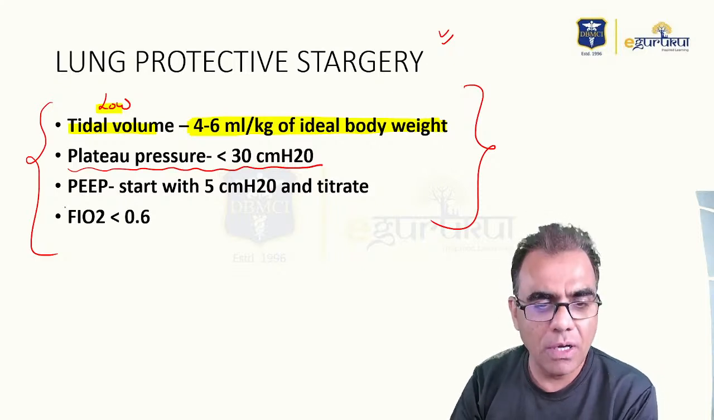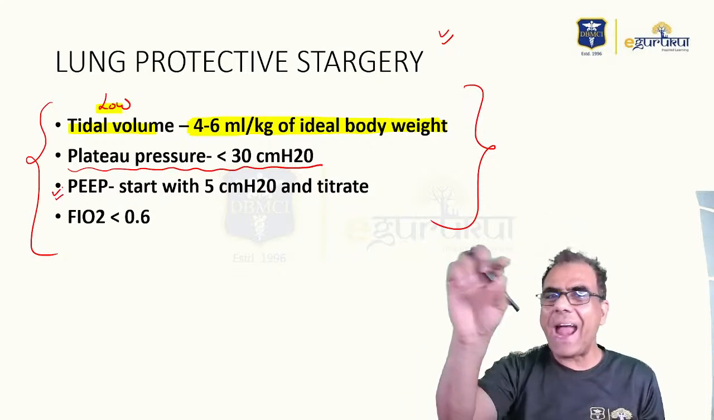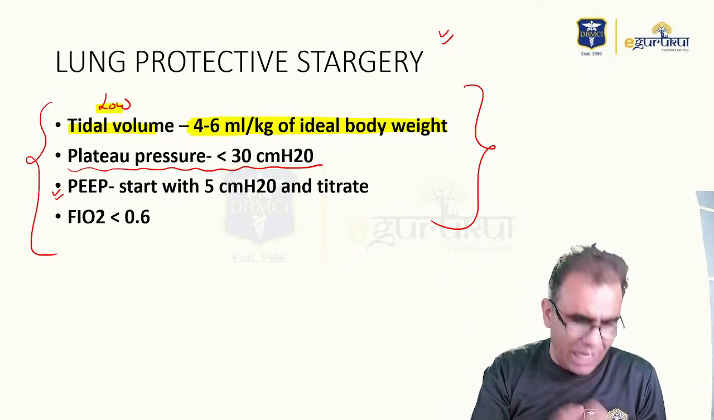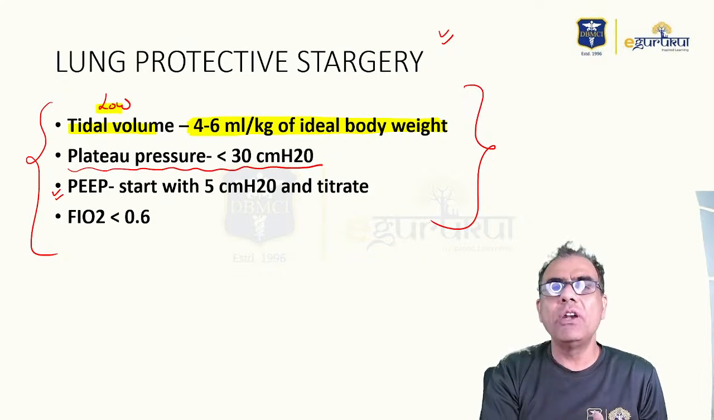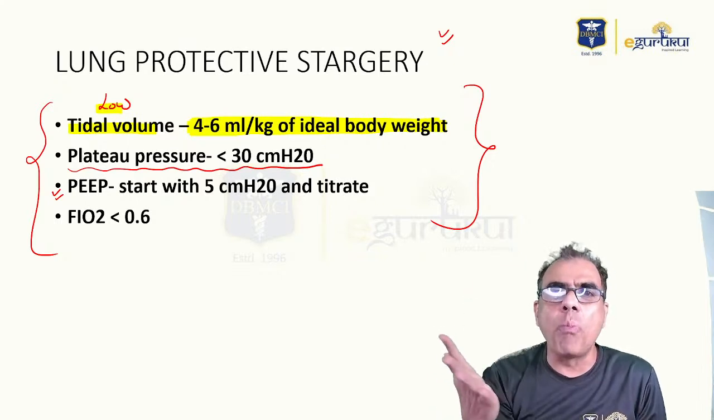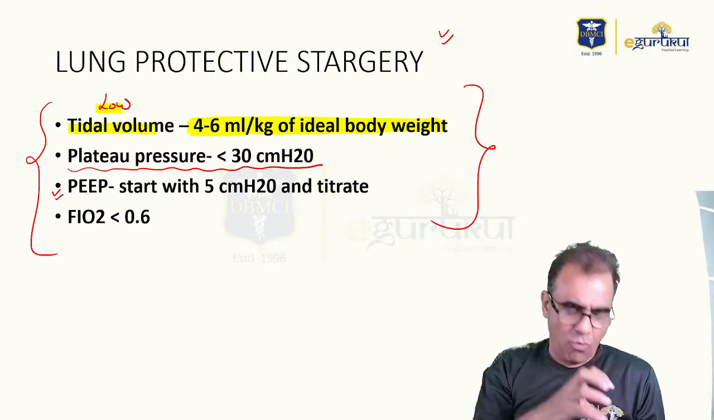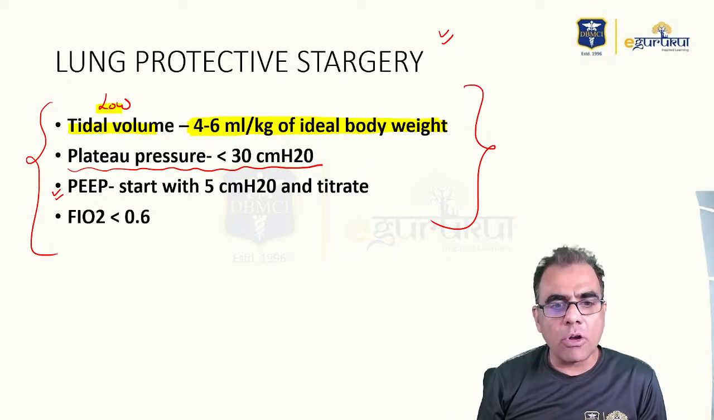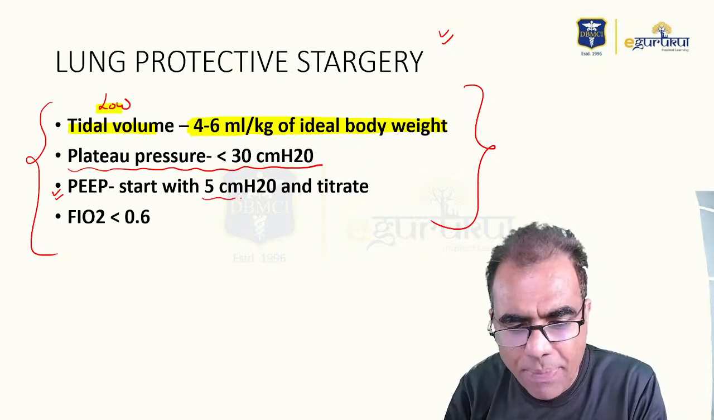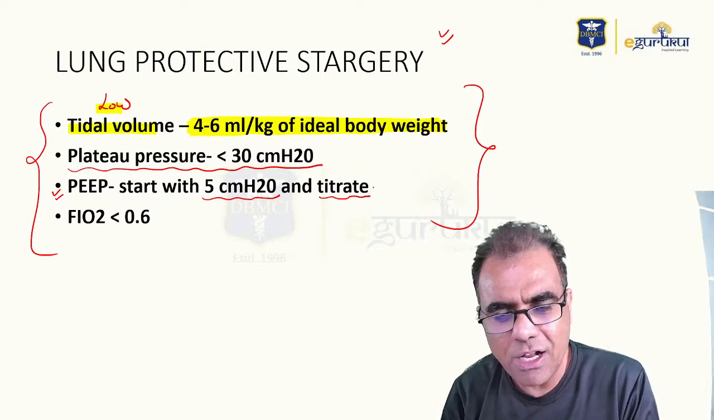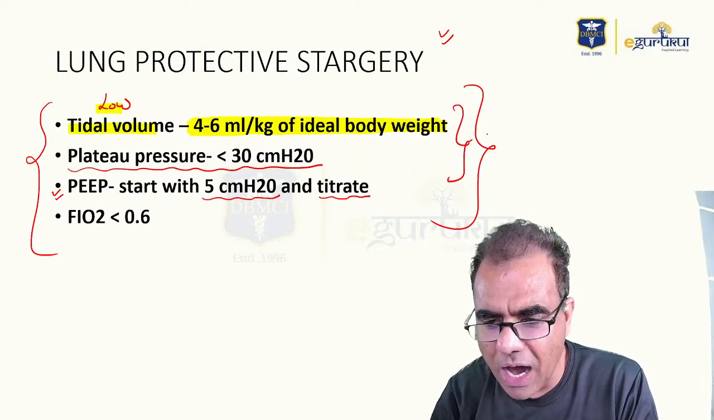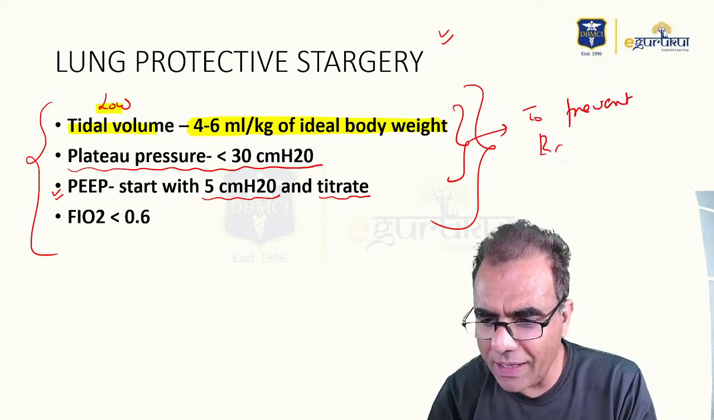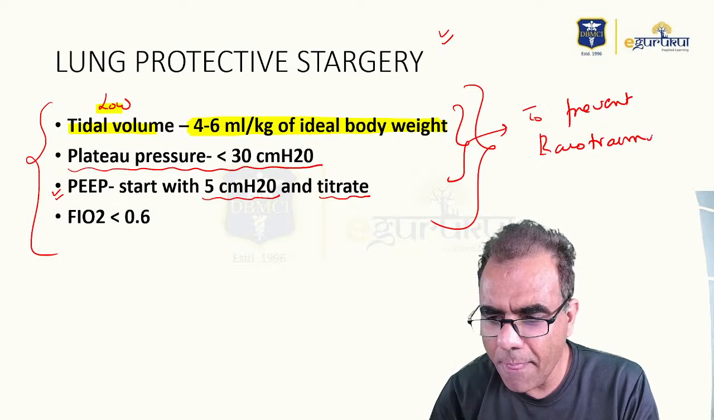PEEP, positive end expiratory pressure, means we are giving pressure at the end of expiration so that gas exchange can take place even during expiration, and alveoli always remain open. But again, we are giving positive pressure all the time at the alveolar level, so that can cause barotrauma. So they say start with the minimum, that is 5 centimeters of water, and titrate. All these three things are done to prevent barotrauma. So we are protecting the lung against barotrauma.